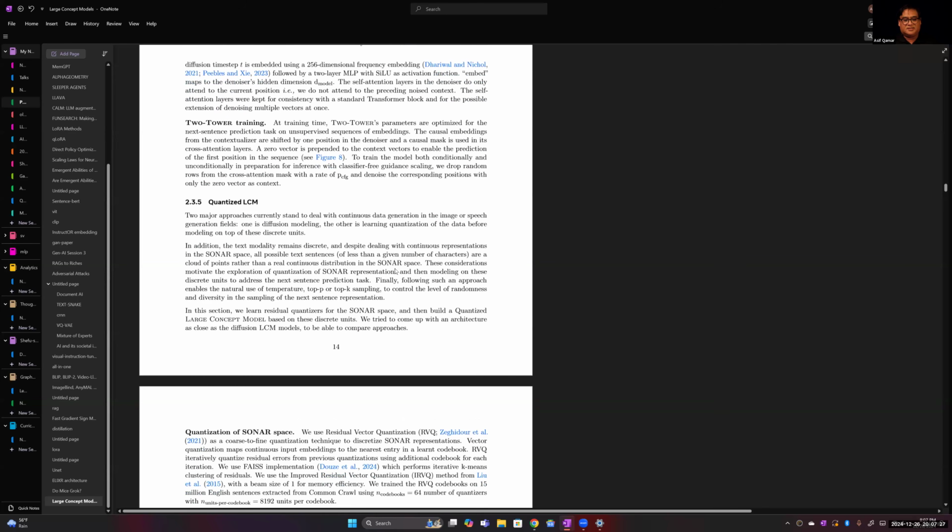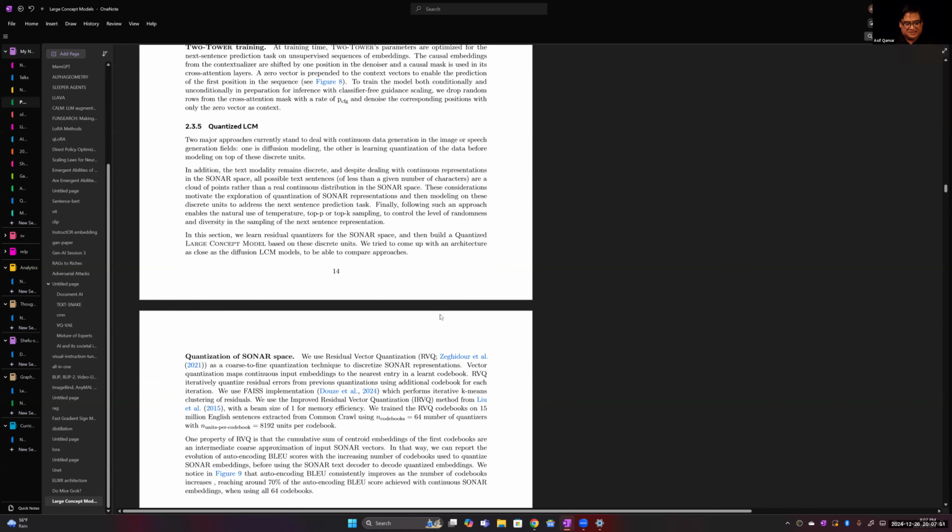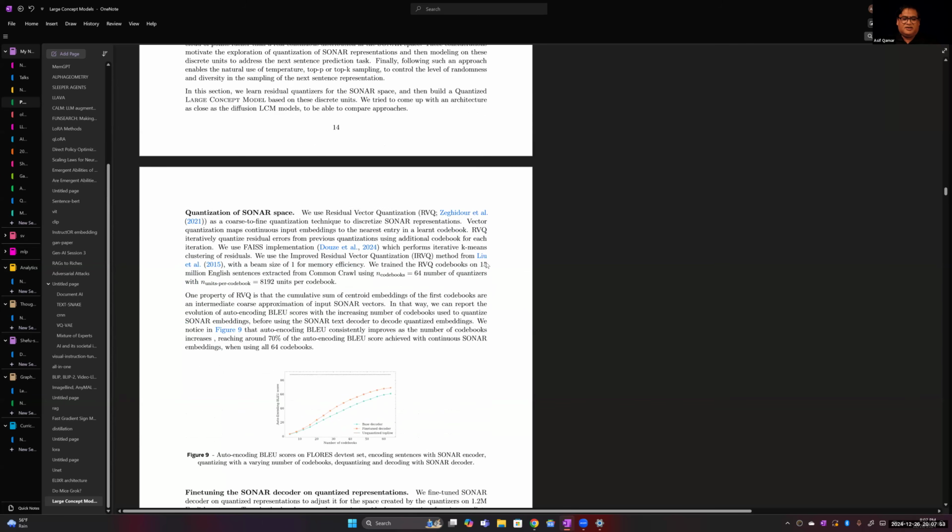There's a third approach, which is a quantized LCM. It basically says that text has a discrete representation, so you can take a more quantized approach: it should not predict any vector, but should predict one of a finite set of vectors. The embedding representation space is quantized. And how do you do that? Quite simple. You quantize the SONAR space itself.